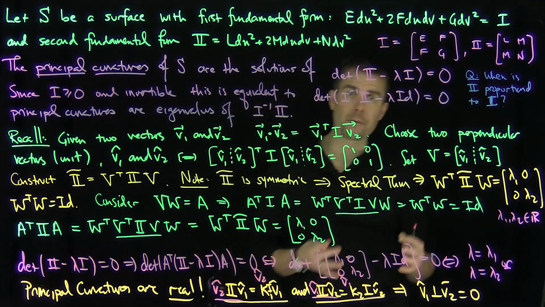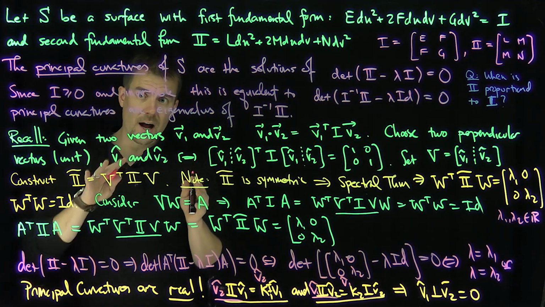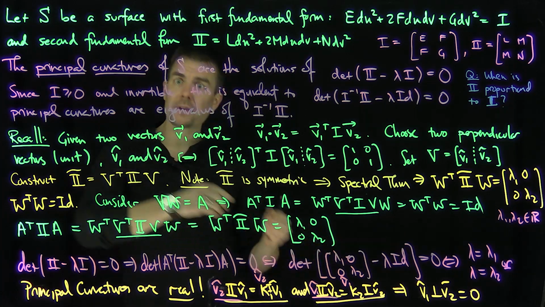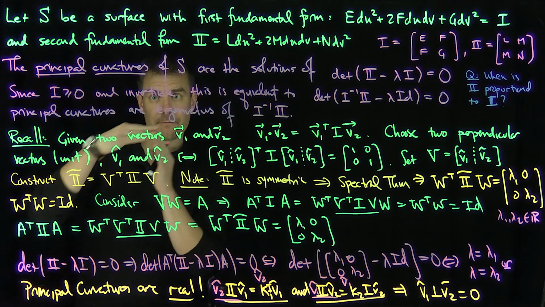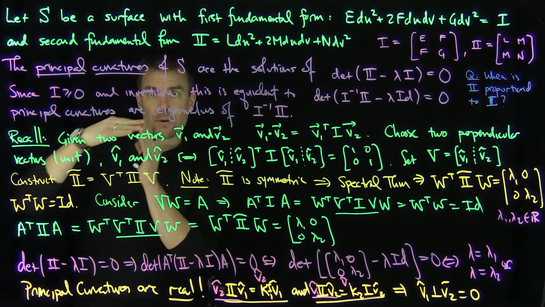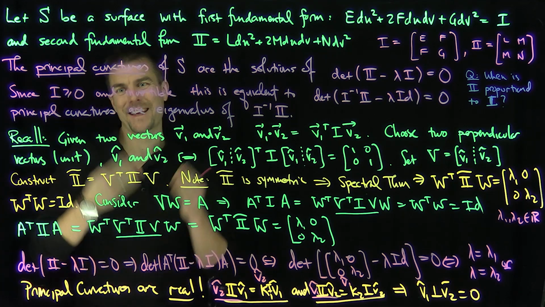So I have a beautiful result that the principal curvatures of a surface are not only real numbers, but the directions of principal curvatures have to be perpendicular to each other. In further videos, we'll examine what further properties we can glean about the surface from these two principal curvatures at any point. Thank you very much.